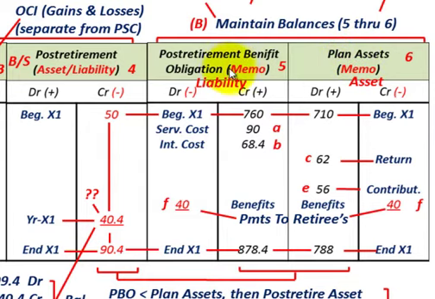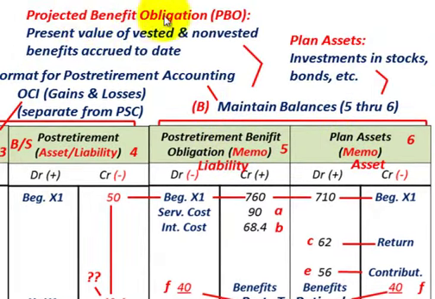So let's first look at the post-retirement benefit. Now, what is that? That's a post-retirement benefit obligation. That's the present value of the vested and the non-vested benefits accrued to date. So this is where we're going to keep this obligation. That's a liability account, and that's where we keep track of the post-retirement benefits. And then our plan assets, those would be our investments in stocks and bonds that we're holding for the post-retirement benefits. So these two accounts are really memo accounts, and they don't become part of the journal entries when we're making our year-end journal entries.